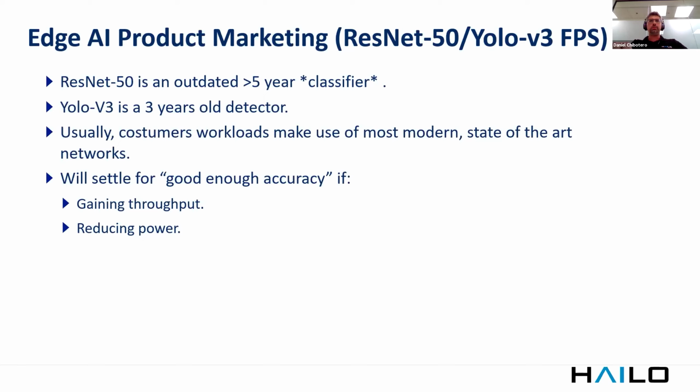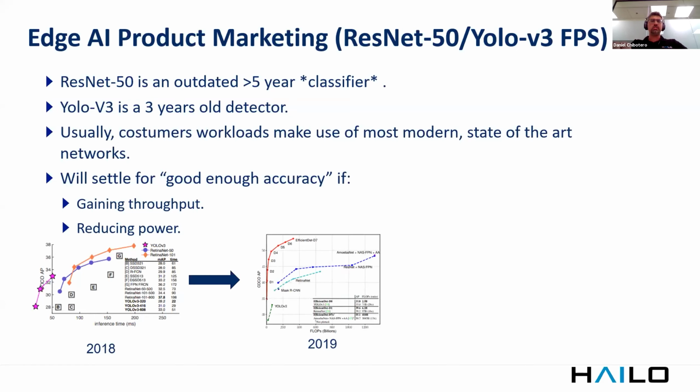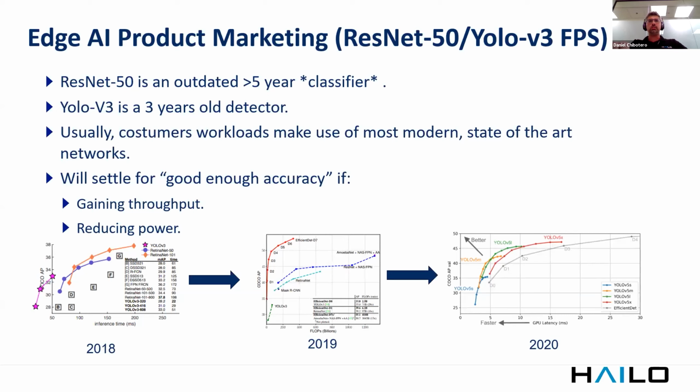The third metric that is usually out there is the ResNet 50 or YOLO v3 FPS. And we all know that ResNet 50 is already an outdated 5-year-old classifier, but I would like to look at what happened in the object detection research field in the 3 years since YOLO v3 was published. So in 2018, YOLO v3 was the best edge object detector. Then in 2019, EfficientDet took the lead. And then in 2020, YOLO v5 took the lead.